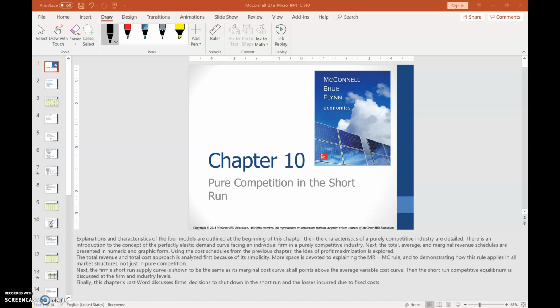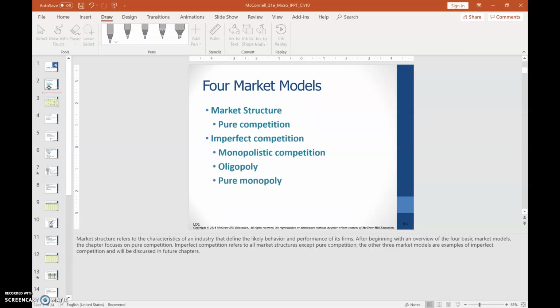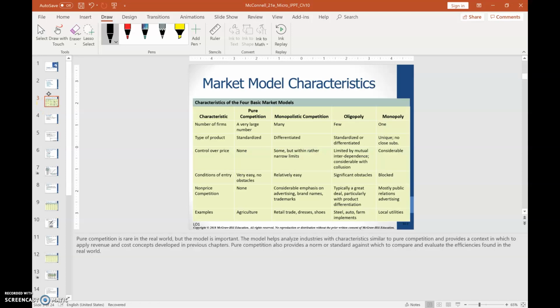Hey everyone, let's look at the introduction to pure competition in the short run. This is one of the four market structures we will look at in this class. I have the characteristics of all the market structures here in this slide that really makes it easy to compare between different market structures.